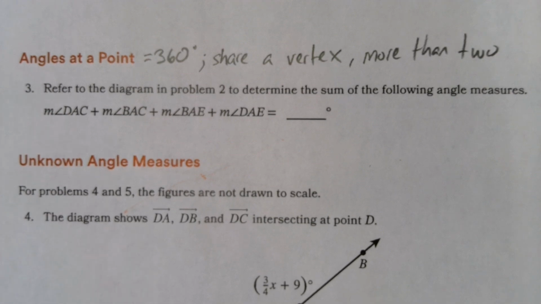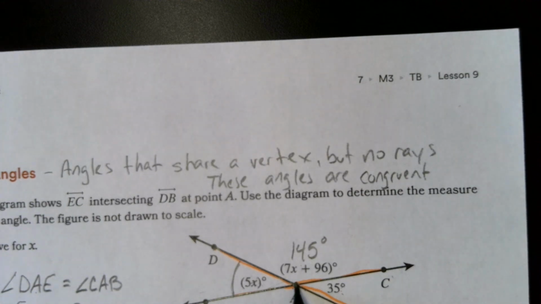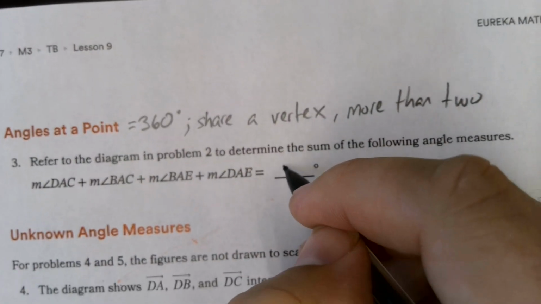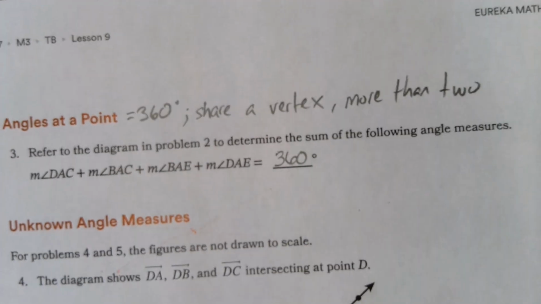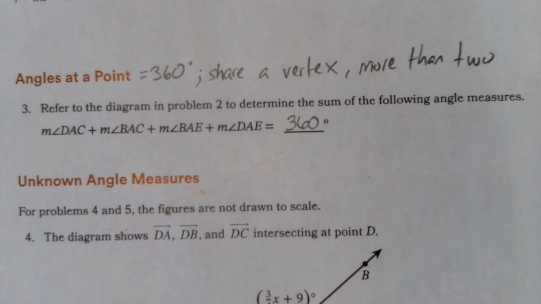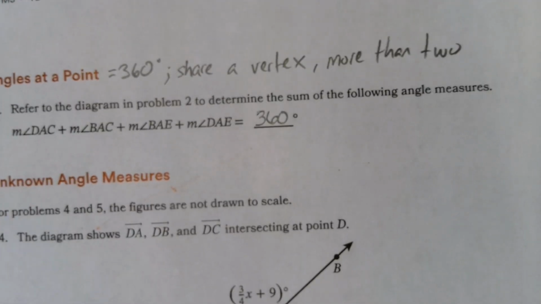So if we go back to that diagram in question 2, these would also be considered angles on a point, all of them together. If we combined all of their measurements, we would determine that they add up to 360 degrees. So specifically, all of them are angles on a point, but those sets are vertical angles.